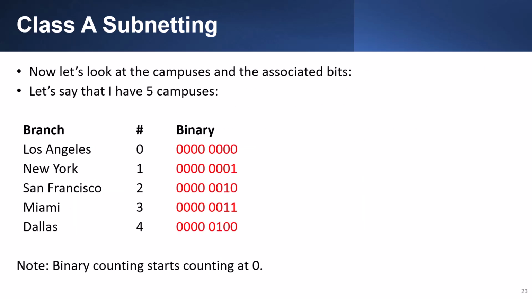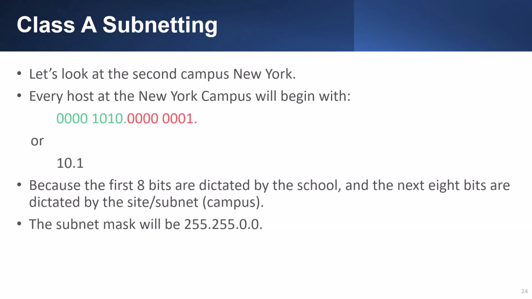Now let's look at the campuses and the associated bits. Let's say I have 5 campuses: Los Angeles, New York, San Francisco, Miami, and Dallas. Again, binary counting starts counting at 0. So let's look at the second campus, New York. Every host at the New York campus will begin with the binary shown on the screen, which is equivalent to 10.1. Because the first 8 bits are dictated by the school, and the next 8 bits are dictated by the site or subnet or campus, the subnet mask will be 255.255.0.0.